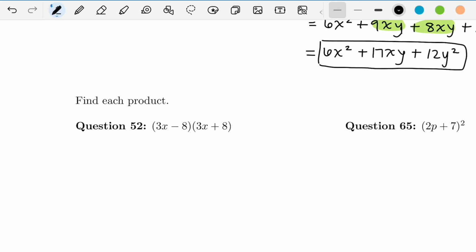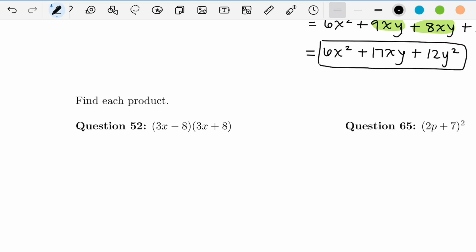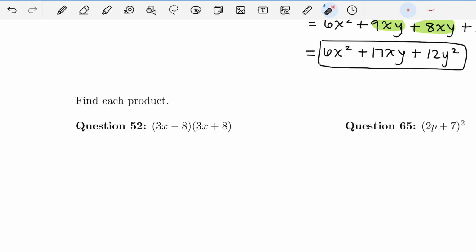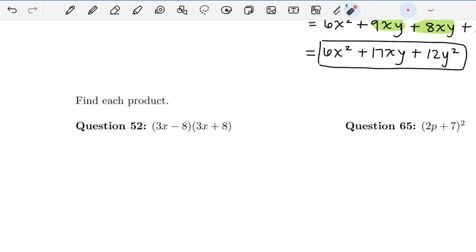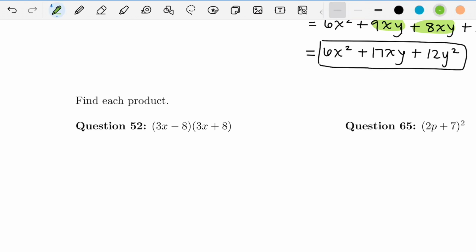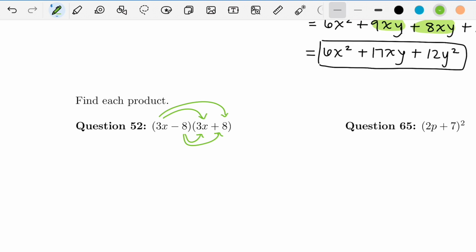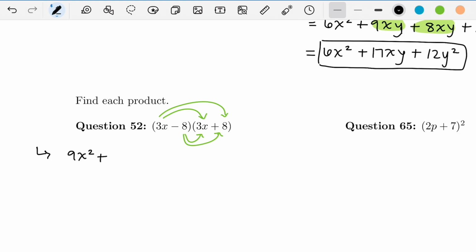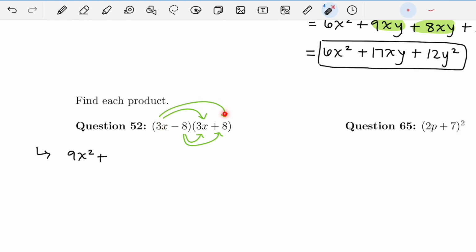Alright, so let's look at this next question here. So we want to multiply these two binomials, so we're going to use our FOIL method that we saw in the last example. So we're going to multiply these guys, these, and these. And now this example is actually a special case, and we'll see why in a moment. So here our first terms are going to be 3x times 3x, so this is going to be 9x squared. We're going to add our second term, so that's going to be 3x times 8, so that would be 24x.